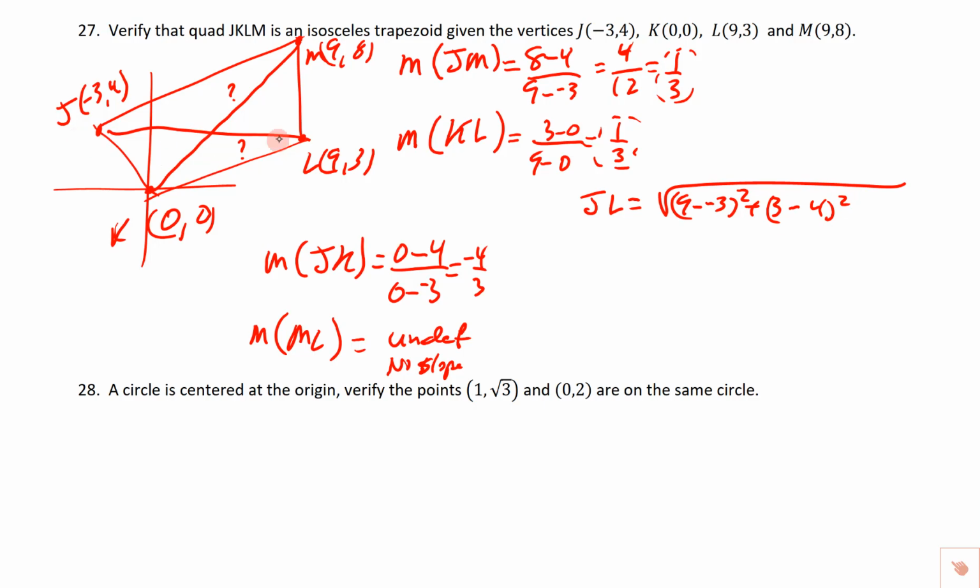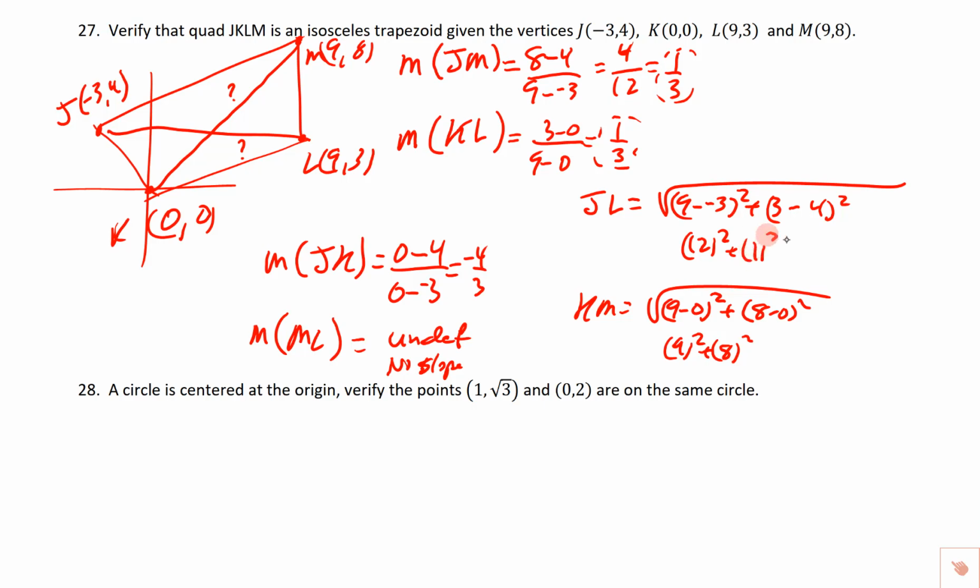And then I'm going to do the other one. So I've got JL, I'm going to do KM. So here's KM, big square root, and I get x2 minus x1, so this is going to be 9 minus 0, quantity squared. And then this is going to be 8 minus 0. Okay, so let's see what we get here. This is 9 squared. This is 8 squared. This right here is 12 squared, and this right here is 1 squared.